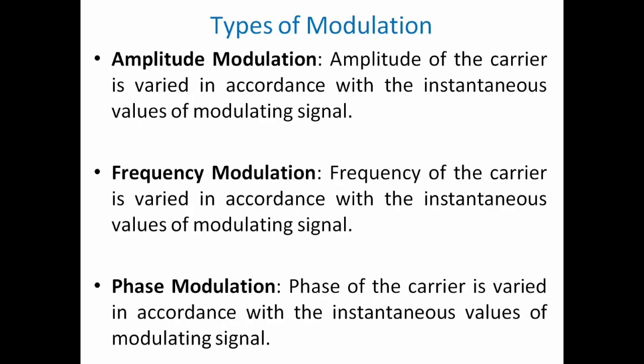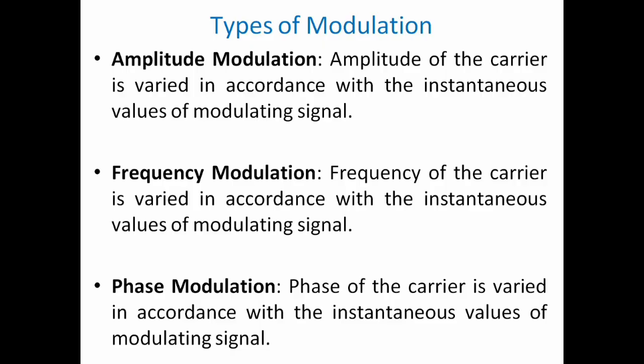Next one is amplitude. Amplitude is the maximum value of the intensity. Then the frequency of the signal is the number of oscillations or cycles. It can be measured in terms of hertz. The last one is phase. The phase of the signal is a timing relationship between two or more signals.